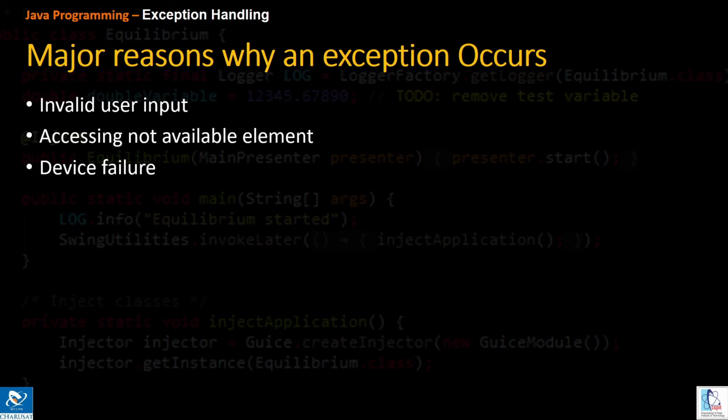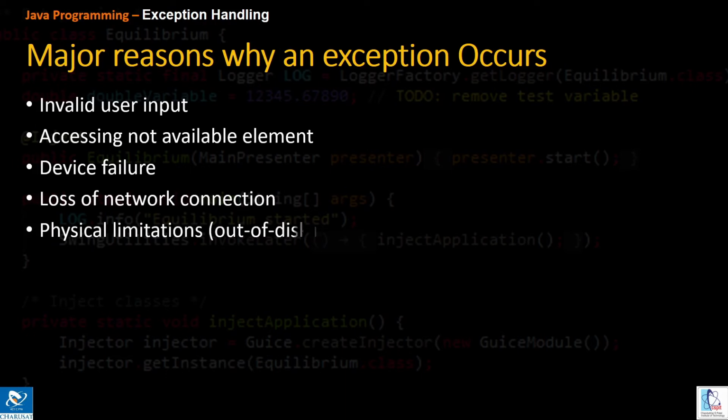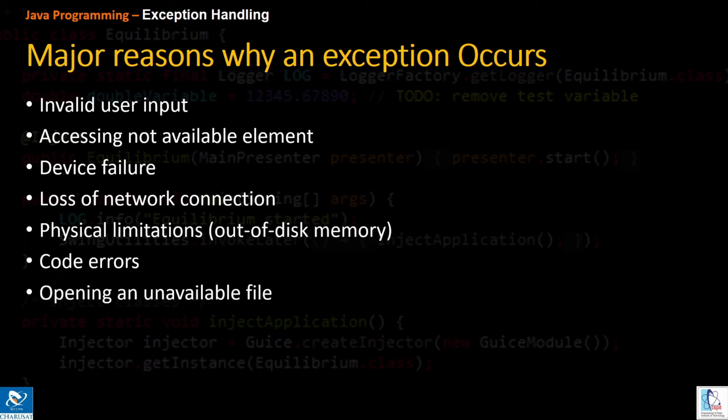Other causes could be that your hard disk may not be giving the desired file that you want, loss of network connection, physical limitations like out of disk memory, code errors, opening an unavailable file. So all these are the major reasons why an exception occurs.